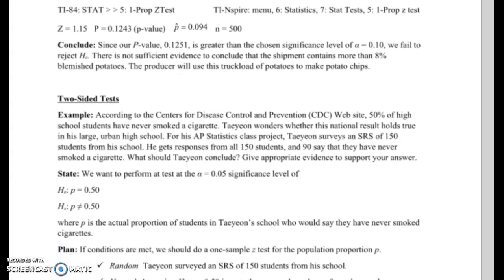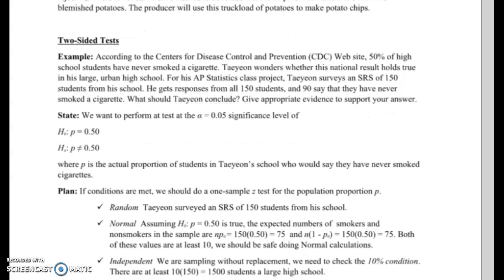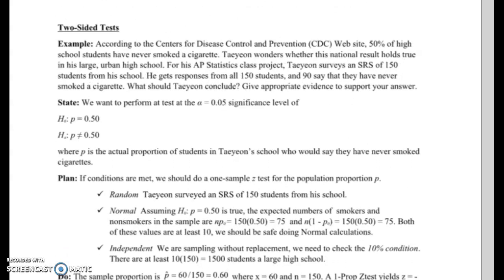And then I'm running out of my 15-minute time limit here. I only got 3 minutes left. So I'm just going to quickly go through a two-sided test and how it's a little bit different but similar to the one-sided test. So this is 50% of high school students have never smoked cigarettes.